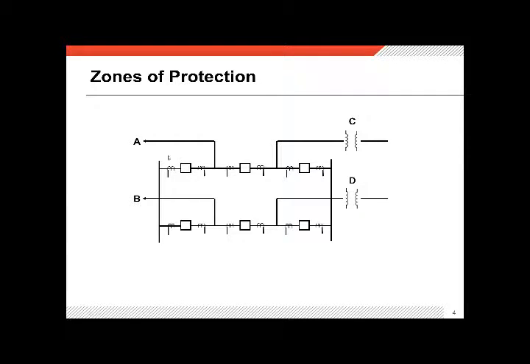So the zone of protection for the bus is actually on these breakers, but it really is the CTs that do it. And notice that CTs overlap, so that if you have a bus fault, you're detecting it with these CTs and you trip these breakers.